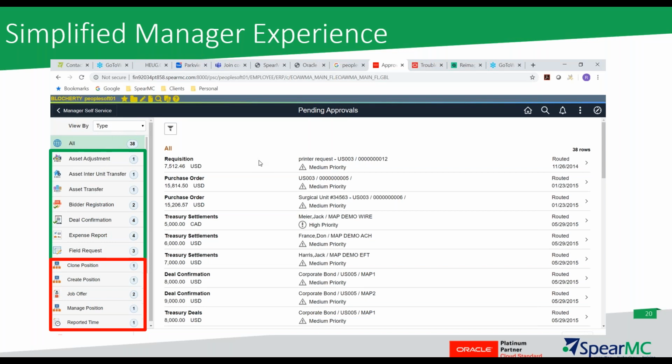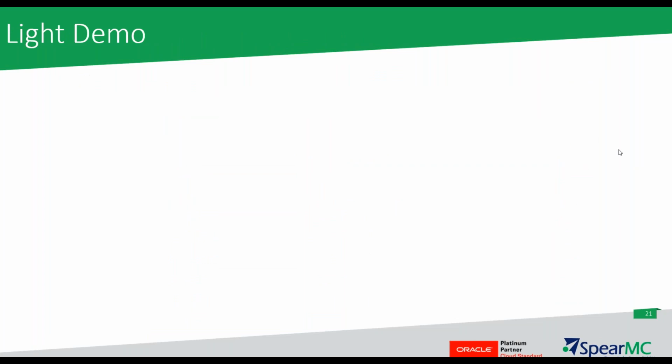you can choose how these are displayed if you have different sorts. Right now it's just by type, but there are many different options, and I could see a day where one of the view-bys would be the pillar it came from, HCM or financials. That doesn't exist yet, but it can be built with configuration on your part. So again, a key driving factor for the user experience is a single approval tile for all approvals for managers.